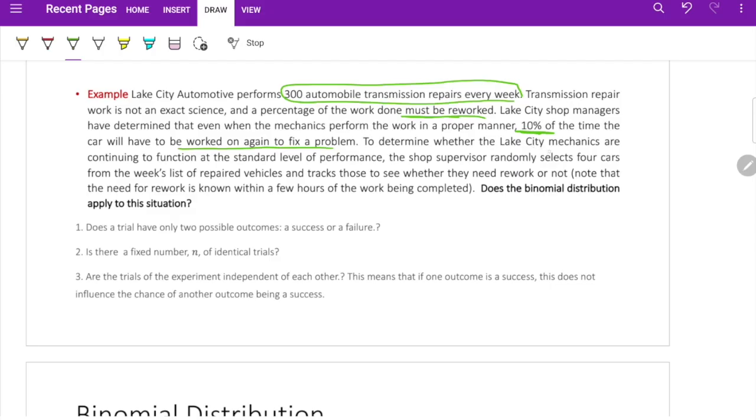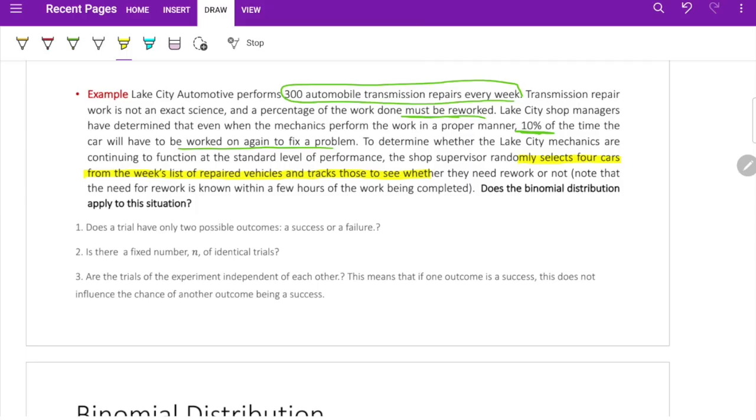To determine whether the Lake City mechanics are continuing to function at the standard level of performance, the shop supervisor randomly selected 4 cars from the week's list of repaired vehicles and tracked these to see whether they need to be reworked or not.